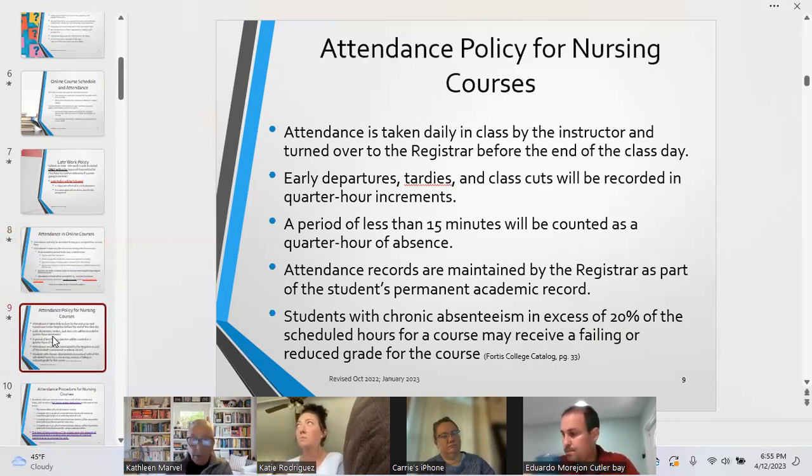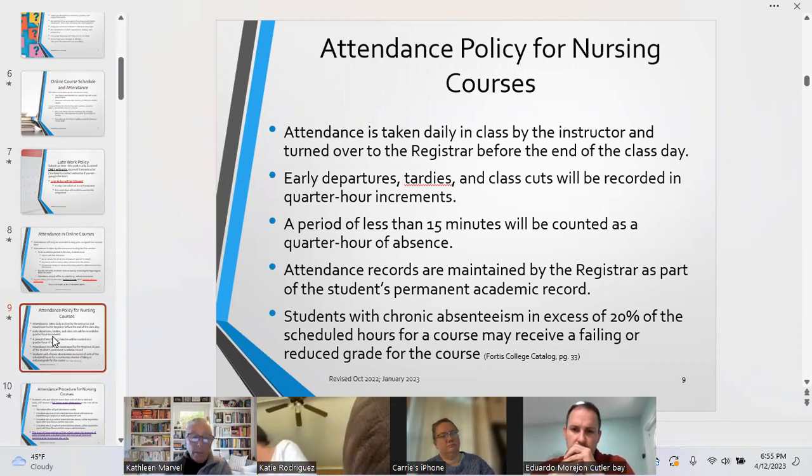Attendance is done differently now. Early departures, tardies, and class cuts will be recorded. I get a report after every class, generated for me, about who was in class, what time they logged in, and what time they logged out. Once I check it over and submit it, it's sent right to your registrar. I have nothing to do with it. All I do is track it.